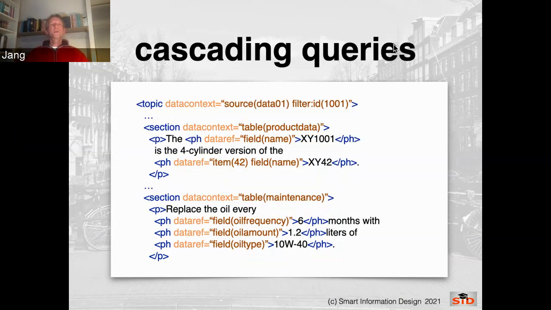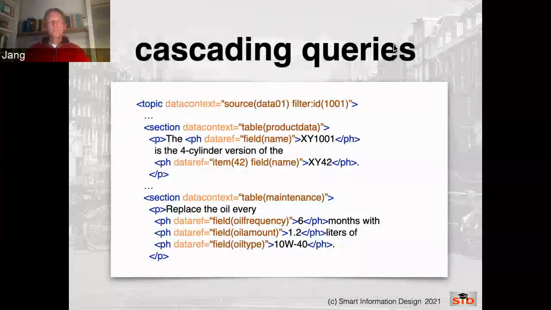So I can write the and then XY 1001. That will be the field name of whatever product I'm talking about. Is the 4-cylinder version of. I can also, because it's cascading rules, I can overrule the item by indicating another item, which overrules the filter ID 1001.